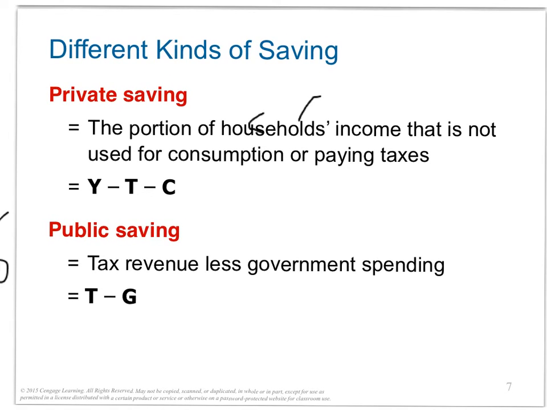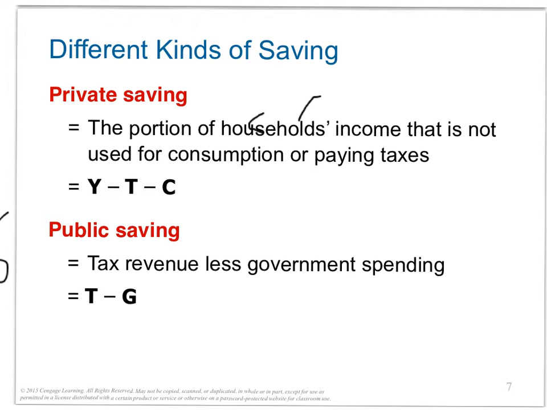Okay, now let's go back to the slide. Here what you see is there are two different kinds of saving in the economy. The first one is private saving. Think of yourself: the income you get every month, you pay tax and consume some of it, and the leftover is your saving.